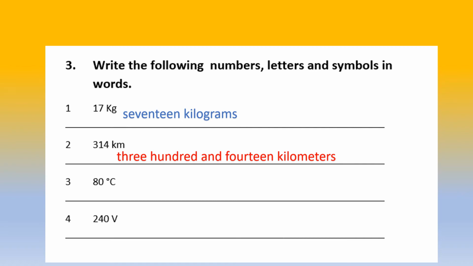Okay, number 3, what is this number? It's 80, not 18. 80. And this circle is degrees, and this is Celsius, مئوية. So 80 degrees Celsius. Finally, 240, and V stands for, excellent, volts. So the answer is 240 volts. Good.